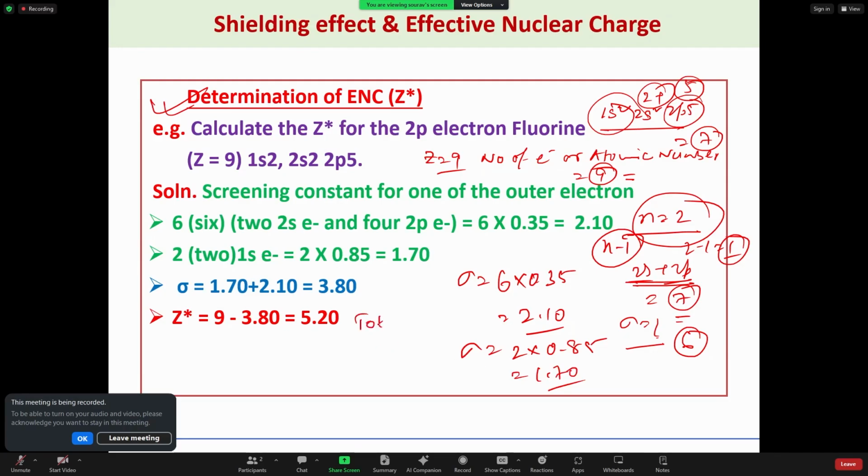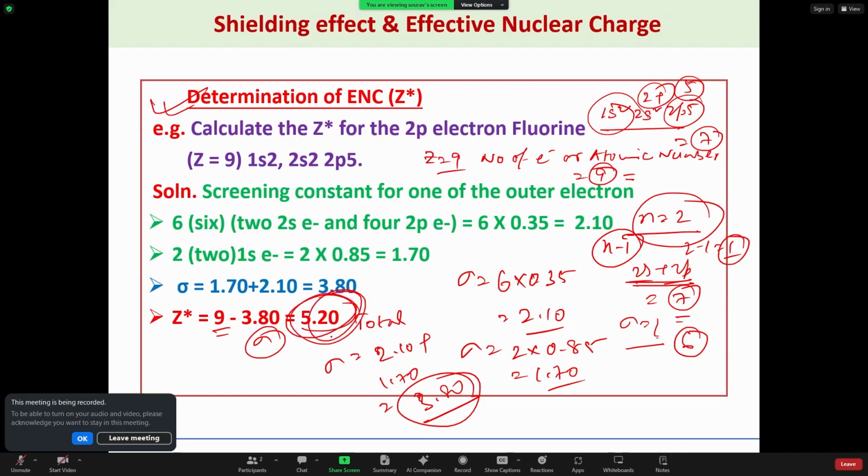So total sigma equals 2.10 plus 1.70 equals 3.80. Now we know the Z value is 9 and the sigma value is 3.80. If you subtract, 9 minus 3.80, we get 5.20 Z. That means this amount of effective nuclear charge acts on the outer shell electrons. If you see, this is the 1s, this is the 2s, and this is the 2p.